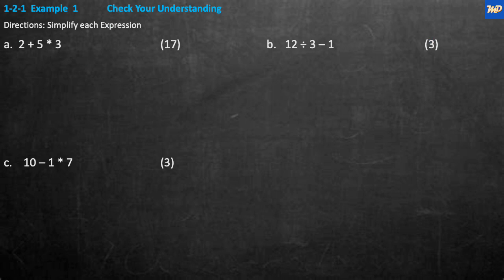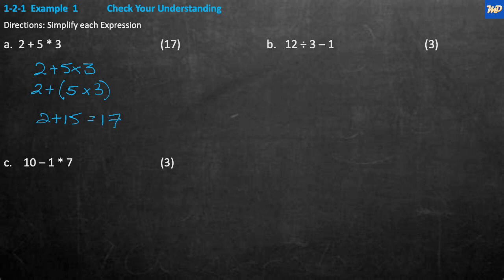Okay, example 1, check your understanding. Let's see if we can do these. To start, problem A, 2 plus 5 times 3. So what comes first? The addition? Do we say 2 plus 5 times 3? Or do we say 5 times 3 plus 2? Well, we say 5 times 3 plus 2. 5 times 3 is 15 plus 2 is 17. So 2 plus 15 is equal to 17.